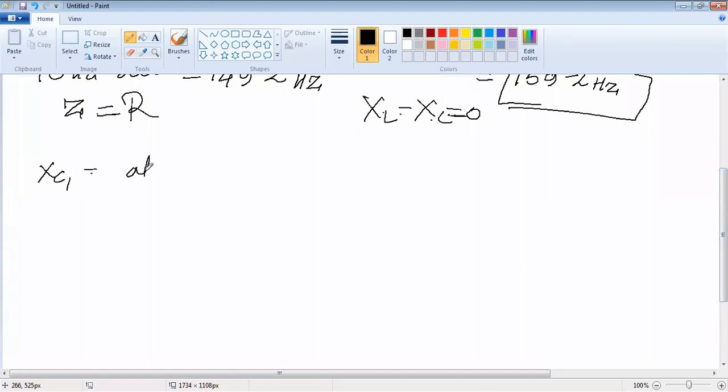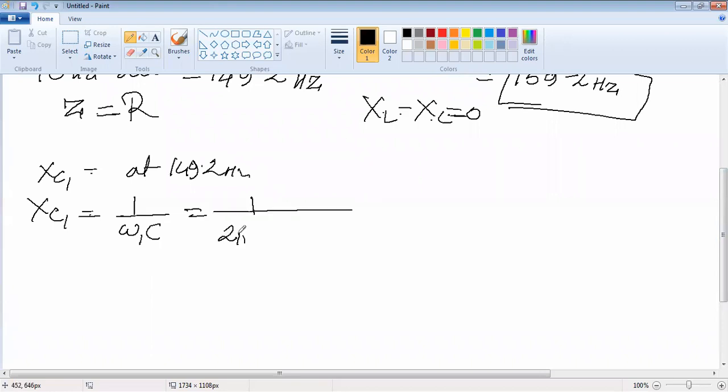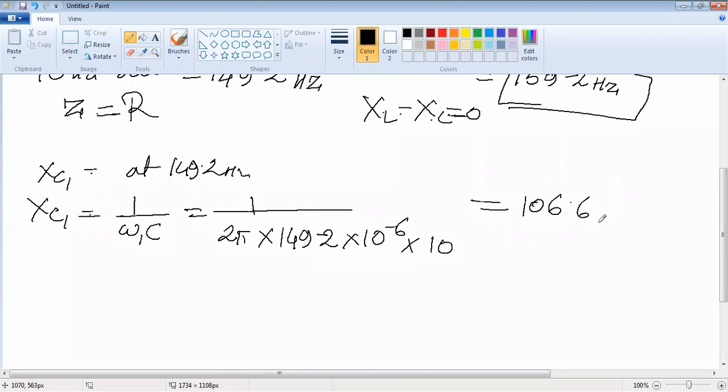XC1 at 149.2 hertz is given as XC1 equal to 1 by omega C, which is 1 by 2 pi into 149.2 into 10 to the power minus 6 into 10. So it will give you 106.6 ohm.